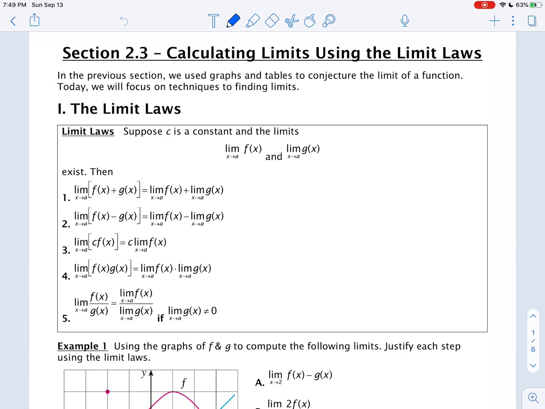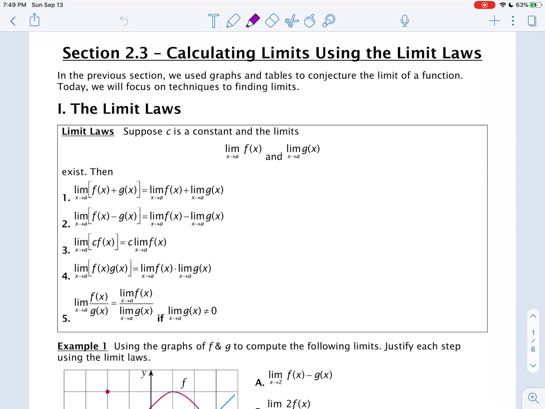Okay, this is section 2.3 from James Stewart's Calculus: Early Transcendentals book, and we are going to go over calculating limits using the limit laws. What you see before you are the limit laws for the limit of a function f(x) as x approaches a, and given another function, the limit as x approaches a of g(x).